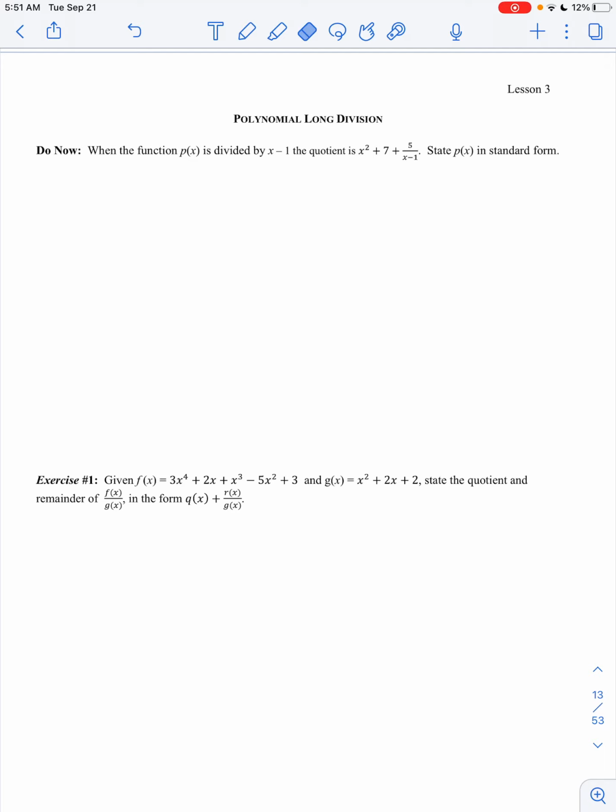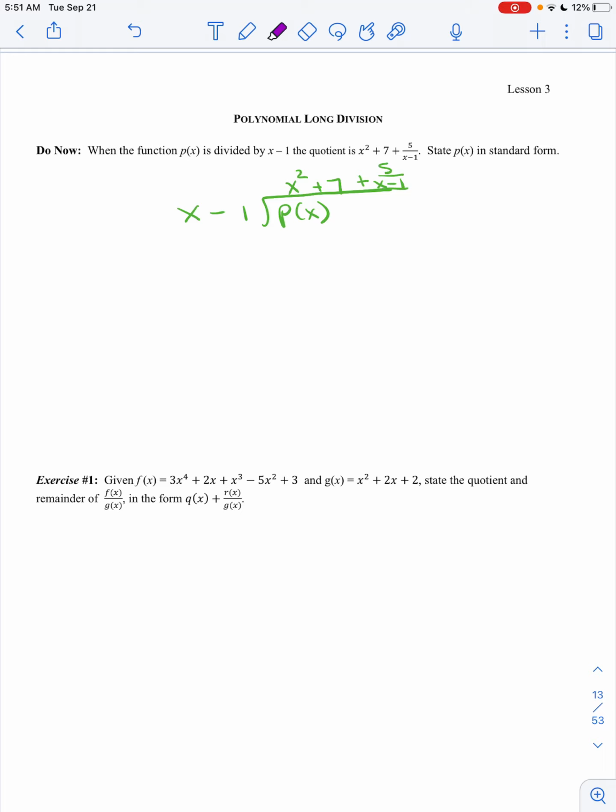Okay, let's go over the do now. So p of x is being divided by x minus 1. And the quotient is x squared plus 7 with a remainder of 5. You're asked to state p of x in standard form.